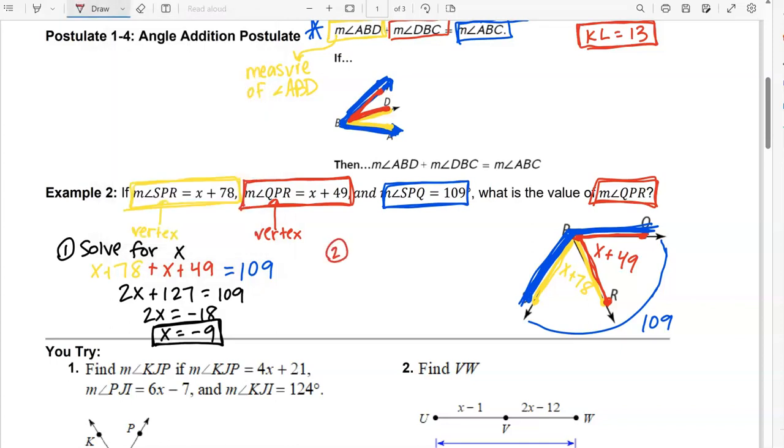So then step number 2 is to find the measure of angle QPR, which is x plus 49. And just like for the segment, we are going to substitute in what we know. So negative 9 plus 49. So that means the measure of angle QPR is 40 degrees.